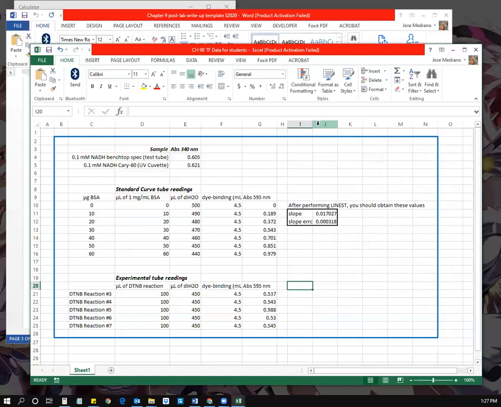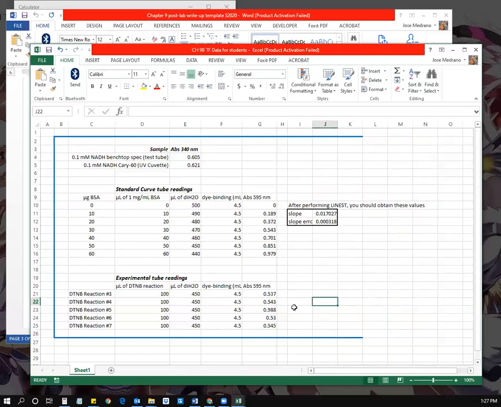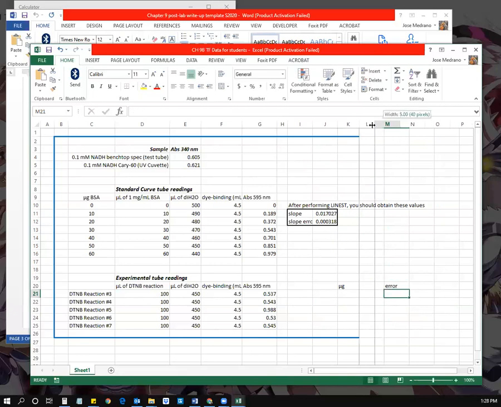All right, you know what I'm going to do? I'm just going to basically start over here. I'm going to delete all this stuff and then just start over. So I'm going to put micrograms here, and then because these are going to have error calculations to them, I also want to put the error here as well. And I'll show you what that's going to look like in a second.